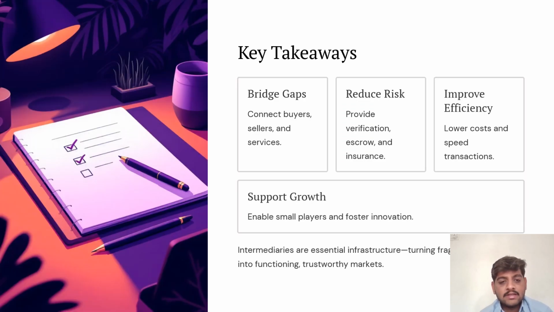The last slide is the key takeaways, where intermediaries connect buyers and sellers effectively. This reduces risk and improves transaction speed. This supports business growth and enables innovation. Overall, they help the market function in a trustworthy way.